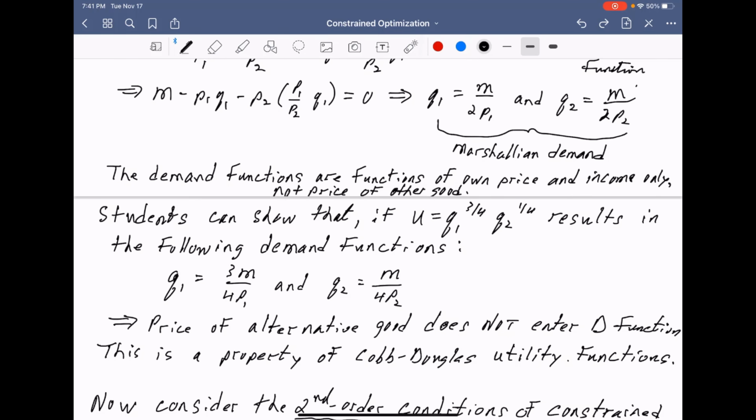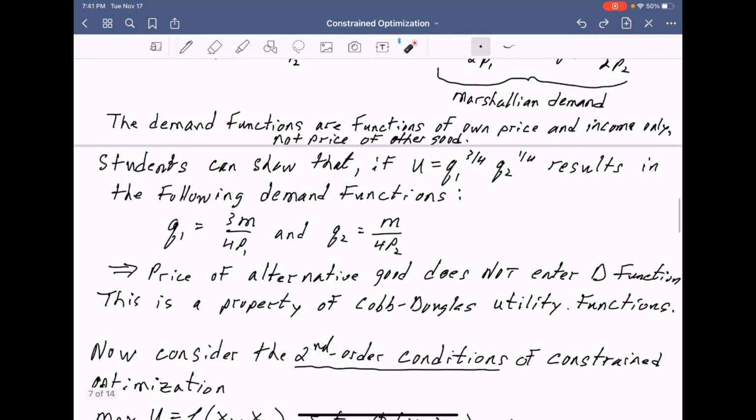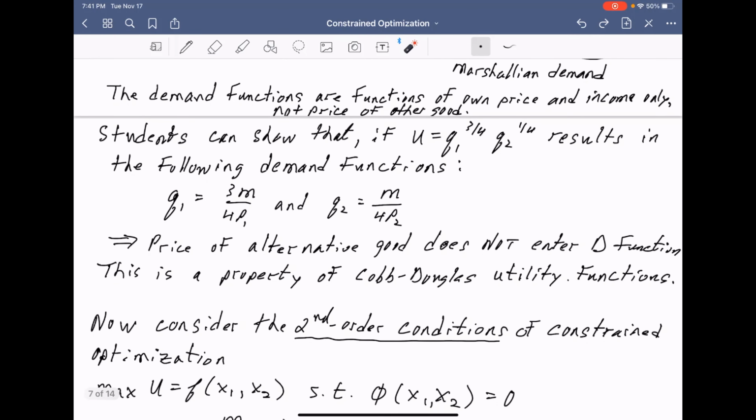Now, as a student, you can show, and it's probably something you should do as an exercise, that if you have this utility function, which is a Cobb-Douglas function, you're going to end up with this demand curve for Q1 and this one for Q2. And you'll notice that, again, the price of the alternative good does not enter the demand function. And this is a property of Cobb-Douglas utility functions.